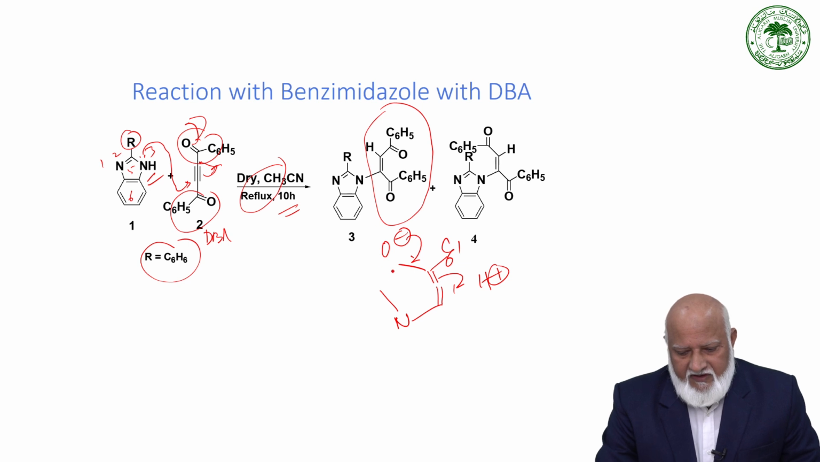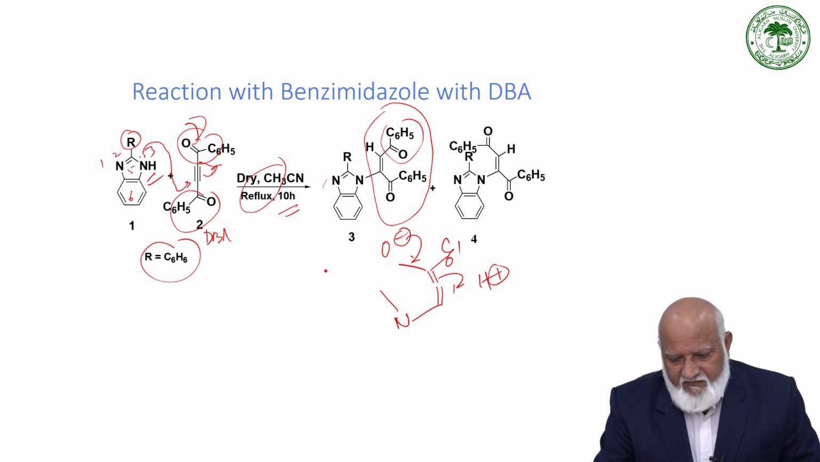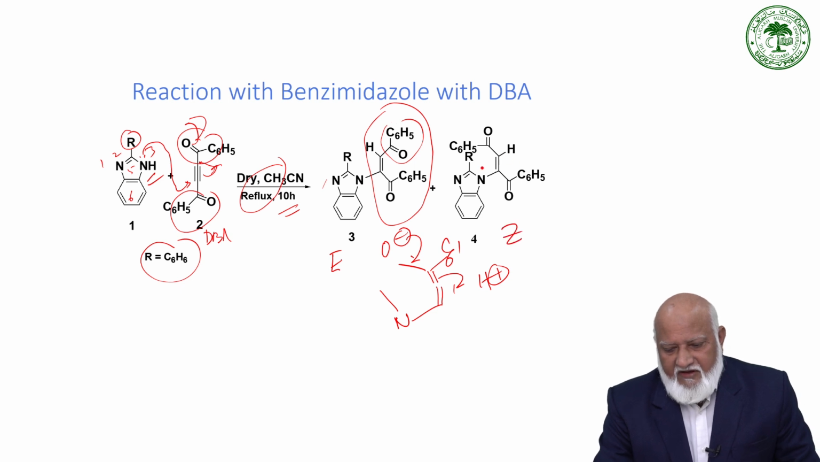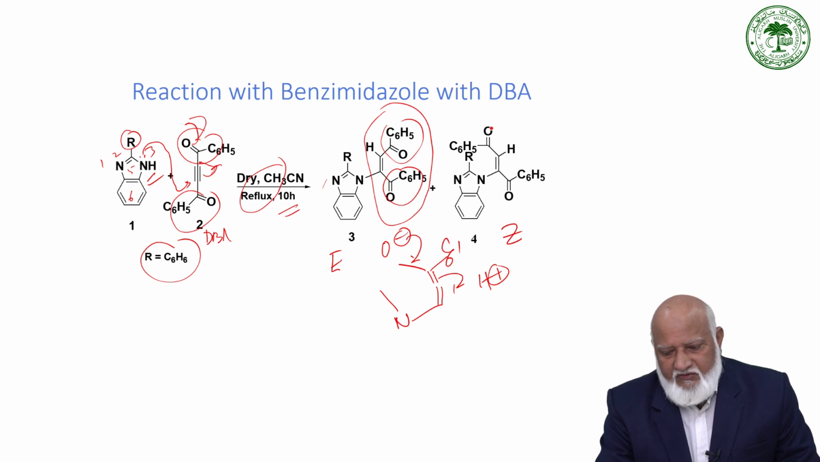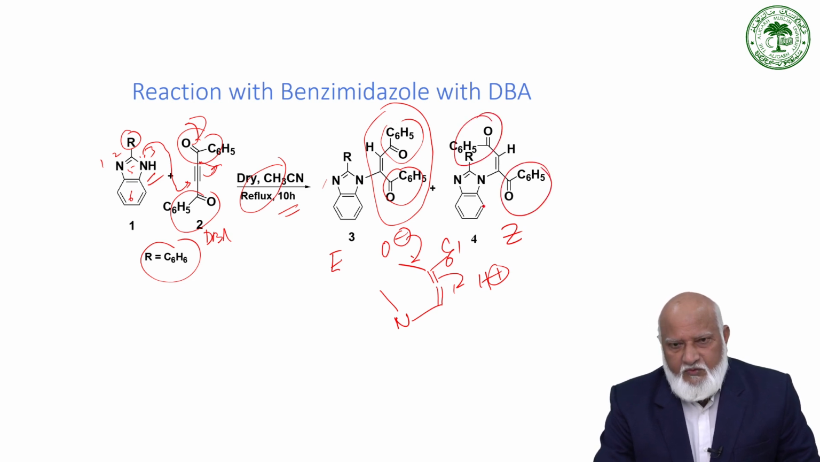This is a Z isomer, with one benzoyl group and another benzoyl group on the same side, and this is the E isomer. So E and Z isomers. It is possible that the two benzoyl groups are in a cis orientation. It is also possible that the two benzoyl groups go in a trans manner.